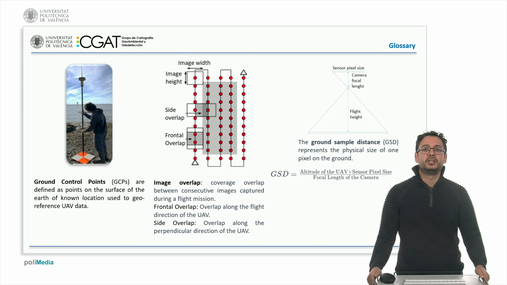Secondly, image overlap is defined as the coverage overlap between consecutive images captured during a flight plan. It is important to differentiate between frontal overlap and side overlap. Finally, the ground sample distance represents the physical size of one pixel on the ground, and it is calculated by multiplying the flight altitude by the pixel size of the sensor, and then dividing the result by its focal length.